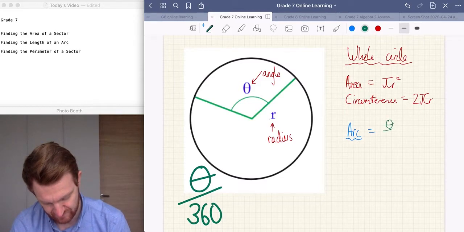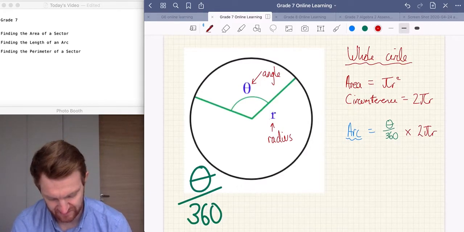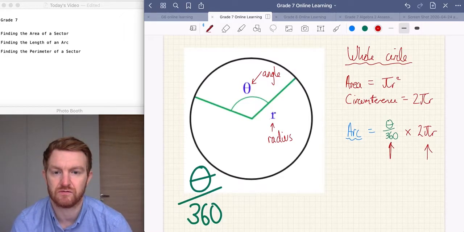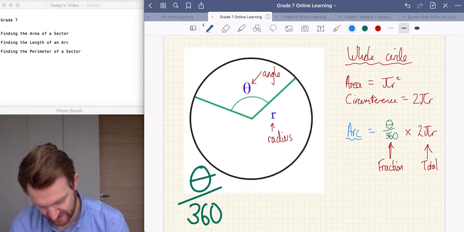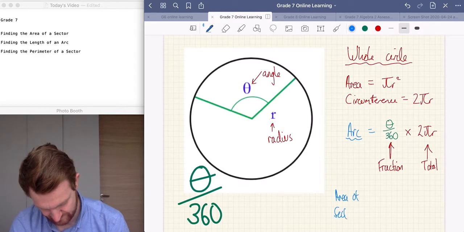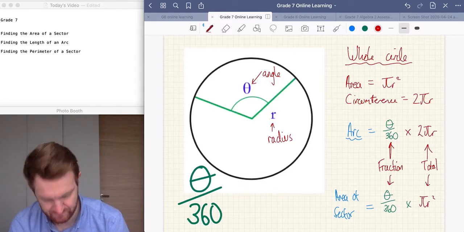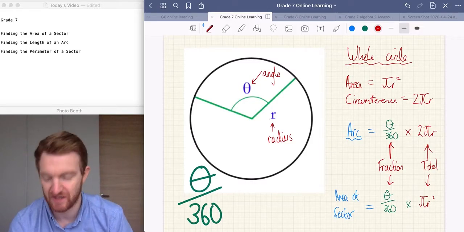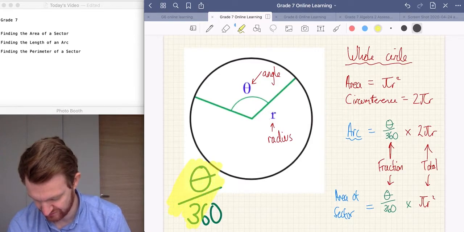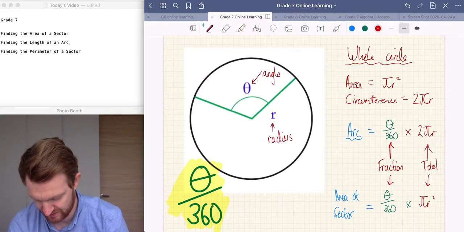So I can use that formula, and I'm going to multiply it by the length, because I know that I've got this fraction of the total. We can apply the same logic for the area of the sector. I have this fraction of the total. So every time you see an arc and a sector, you just think, I've got a fraction of a circle. What fraction is it going to be? And you find that out using this formula, because you know every circle is 360 degrees, and that little oval with the line in between, theta, tells you what size that angle is. So that is just this bit here.